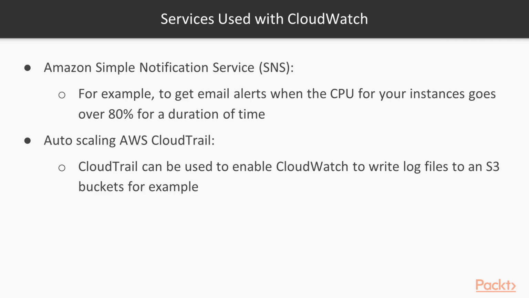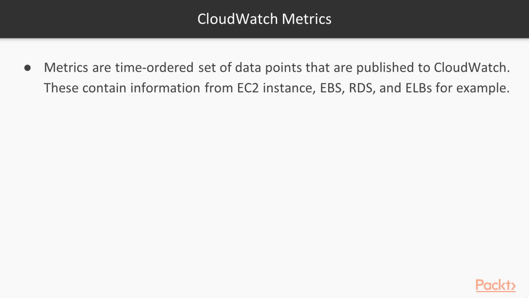We have Amazon CloudTrail, which will be used to monitor and audit calls made to CloudWatch API for your account. CloudTrail can then be used to enable CloudWatch to write log files to an S3 bucket, for example. And we have AWS Identity and Access Management, which enables authentication and access control for Amazon CloudWatch. Okay, so let's move on to talking about CloudWatch metrics.